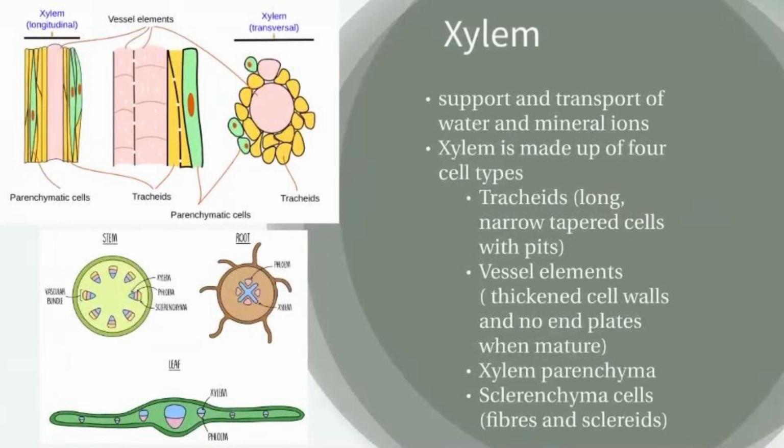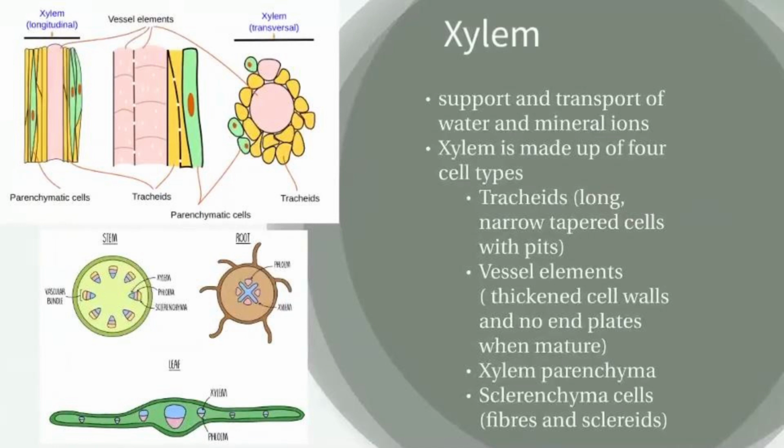Then we have these other cells that surround the vessel elements, and these are called tracheids. Tracheids are long, narrow cells, and they have tapered ends. They also have pits, and they also move water within the plant, but they also provide some support. They're much thinner than the vessel elements, but they usually surround the vessel elements. This will all make a bit more sense if you go and have a look at the diagrams, so that you can really understand what I'm talking about here.